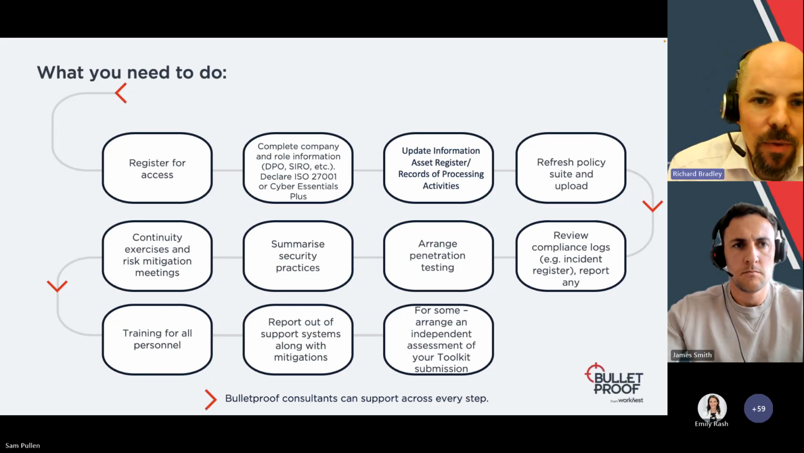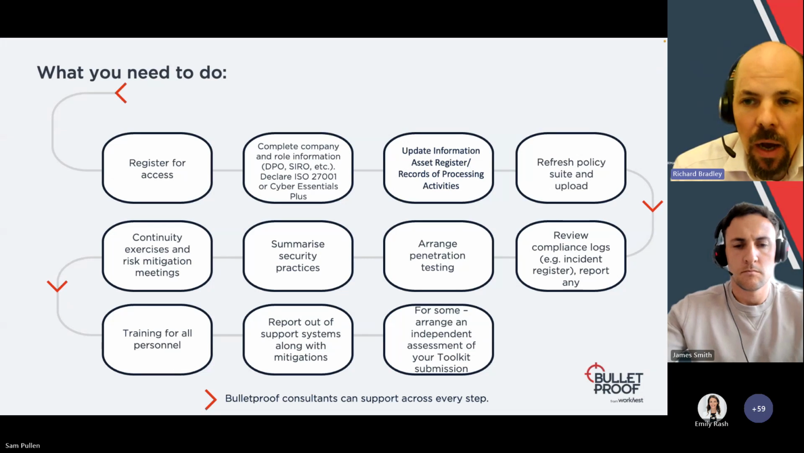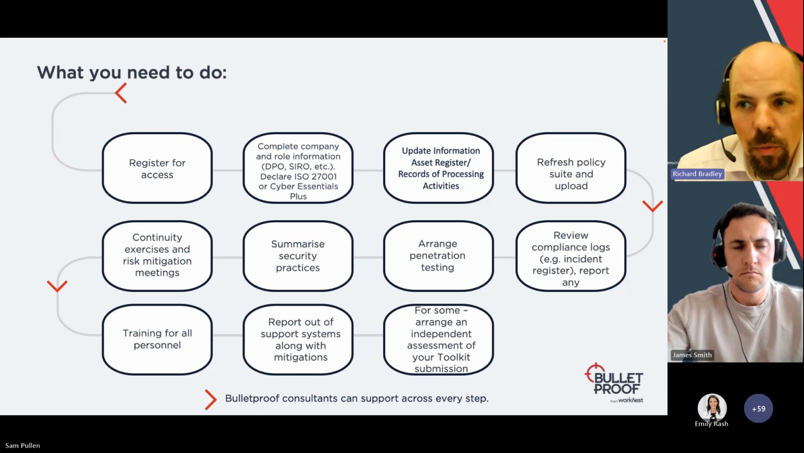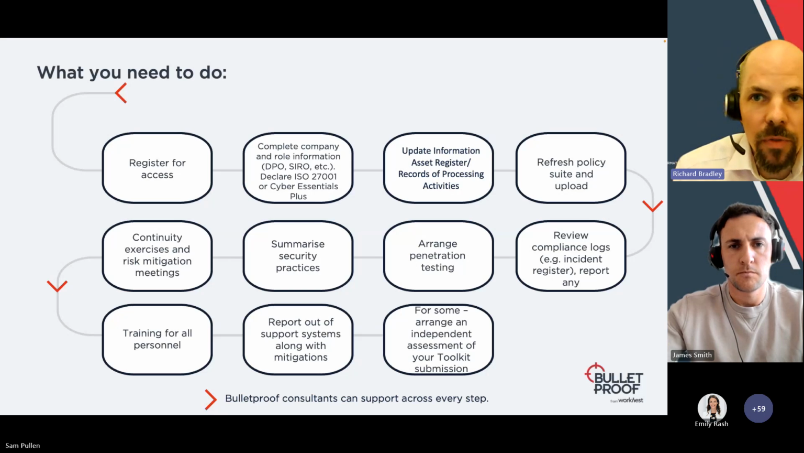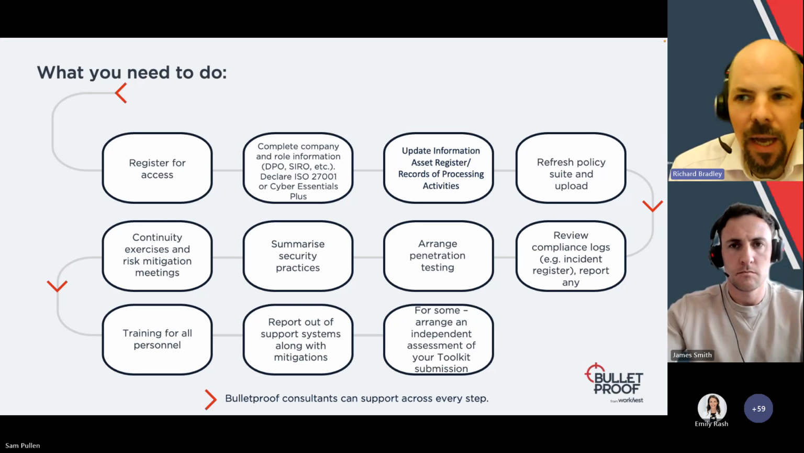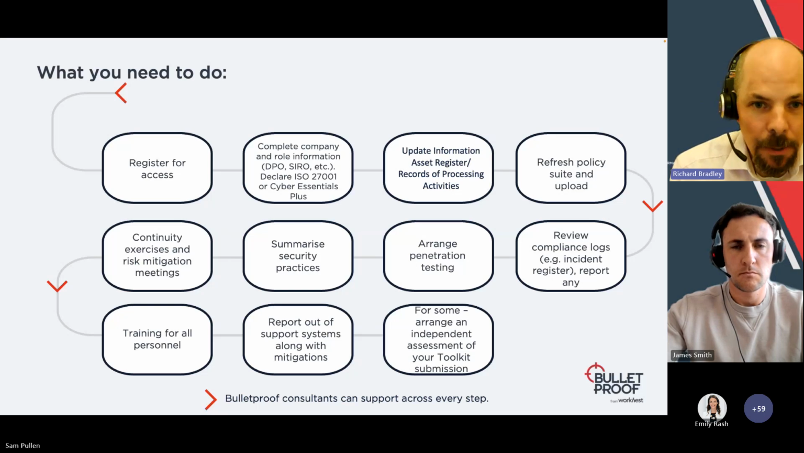Update your information asset register and records of processing activities. Now this is fairly early because this affects how you're going to update things like your privacy notices or appropriate policy document later. So this is essentially an exercise whereby we go through all of the activities to do with data that you have. Where do you get information from? Where's it going? Where are you keeping it? How are you keeping it secure? Who has access? All of that needs to be documented and kept up to date every year.